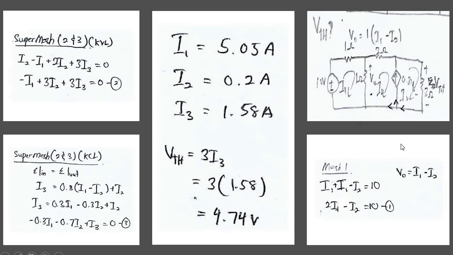So this is the way I did it. This is the first equation, second equation, and the third equation. So I just input it in a calculator, and I got these answers. And since I want to know VTH, or Thevenin's voltage, we search for I3. So we use Ohm's law, V equals IR. So we get this. The resistor is 3 ohm and I3 is this, and we got 4.74 volts.